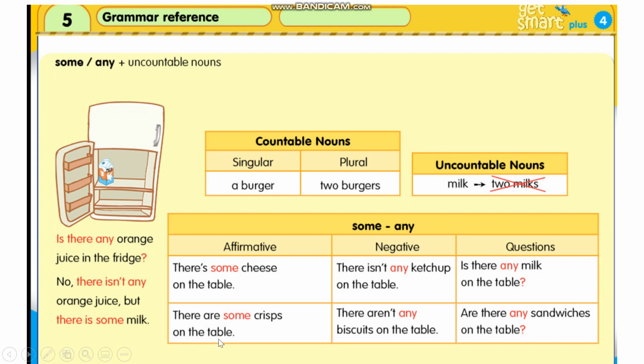There are some Crispies on the table. There aren't any biscuits on the table. Are there any sandwiches on the table?